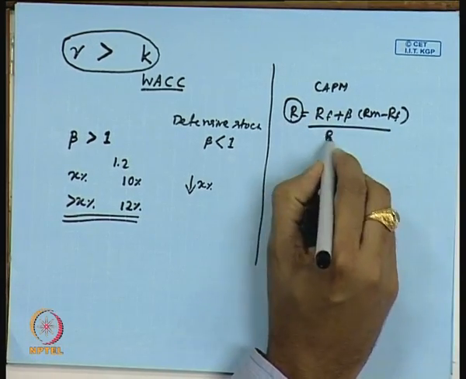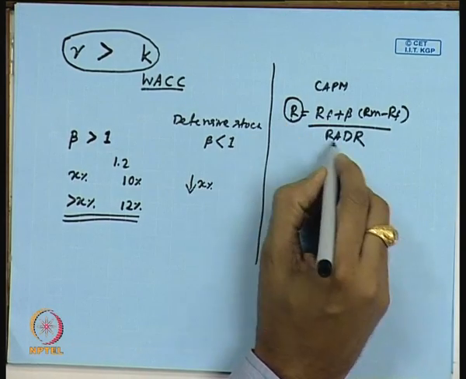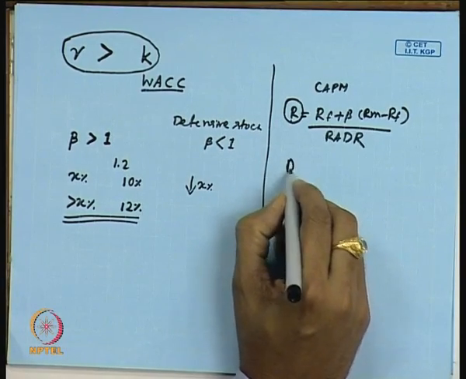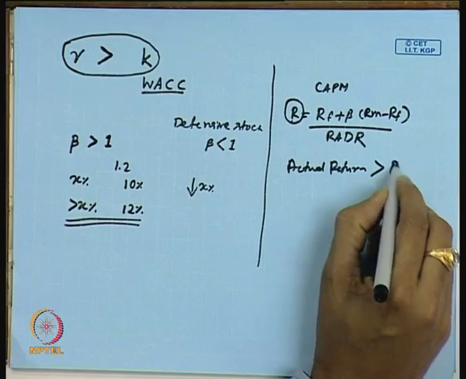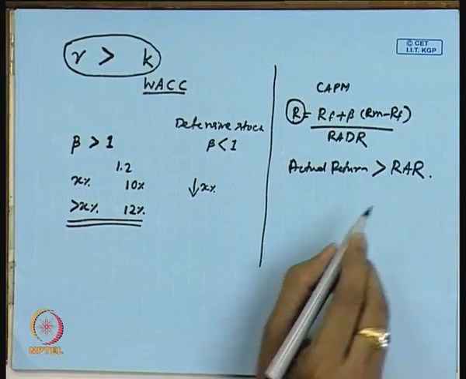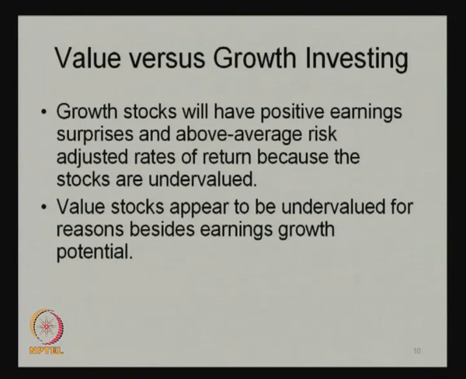This is the RADR, risk adjusted return, but the actual return is expected to be more than the risk adjusted return. In this case, this company's stock is going to be undervalued. Then value stocks are those stocks which appear to be undervalued for reasons besides earnings growth potential. They may be undervalued depending on the present condition of the company compared to other companies.